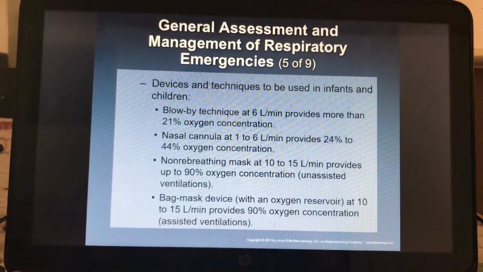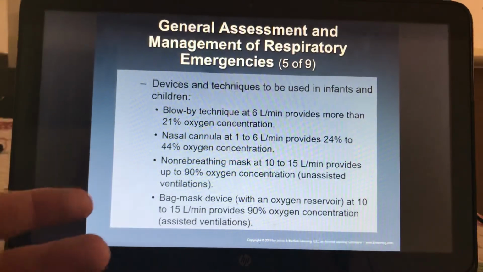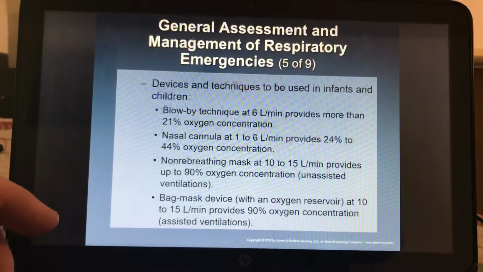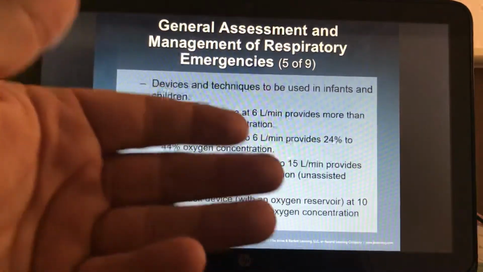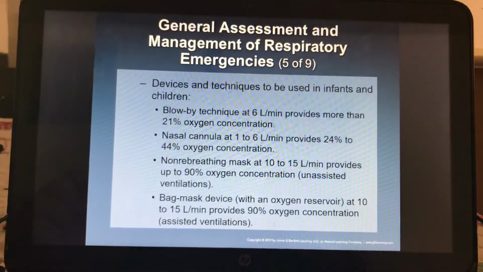Oxygen delivery devices. All right, so there's something called blow-by, and blow-by is where you take it and you try to blow, like a kid won't tolerate, or even an adult won't tolerate a mask. Maybe they're claustrophobic or they don't want it on them. Usually kids are just like, no, get it off me now. And what you'll do is you'll just take it, place it underneath their chin, and let it just blow up by them. That's blow-by.